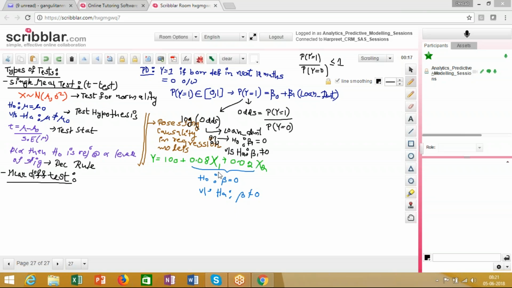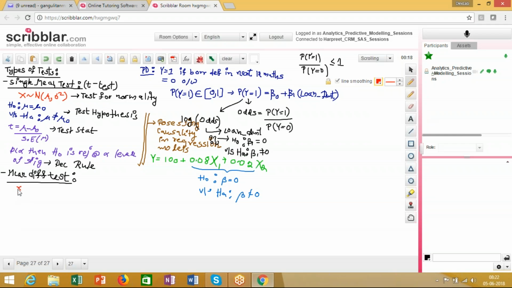Okay, so as I was saying, the mean difference test. Now, the mean difference test is designed to help us understand whether there exists a significant difference between the average of the two groups or not, between the means of two groups. Basically, we assume that there are two groups over here, or two sets of values.